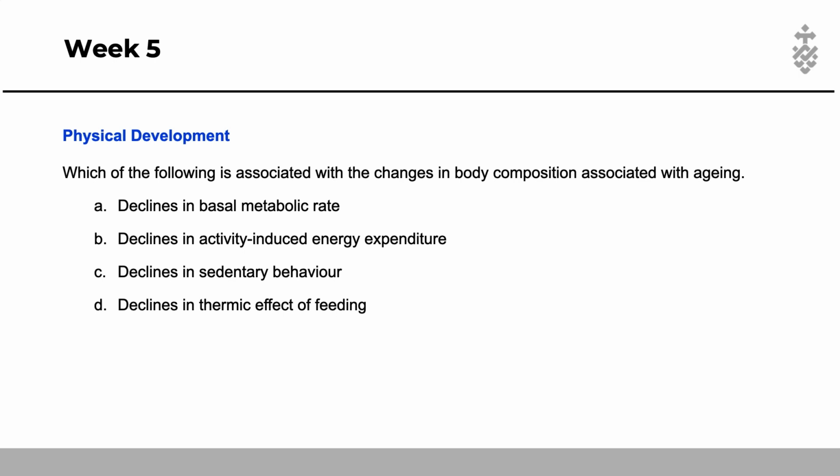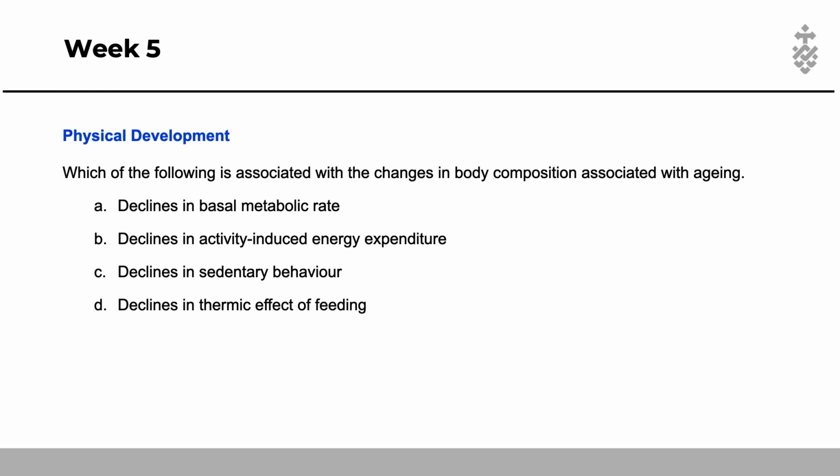Okay, in week 5, we did physical development. So week 5, we looked at human growth, body composition, bone health, and then also metabolism. And this question says, which of the following is associated with the changes in body composition associated with aging? So declines in basal metabolic rate, is that associated with differences in body comp? Declines in activity-induced energy expenditure, declines in sedentary behavior, so does our body composition affect our sedentary behavior, and then declines in thermic effect of feeding.